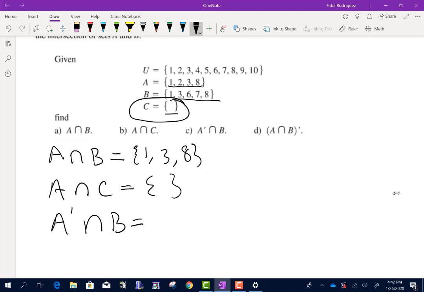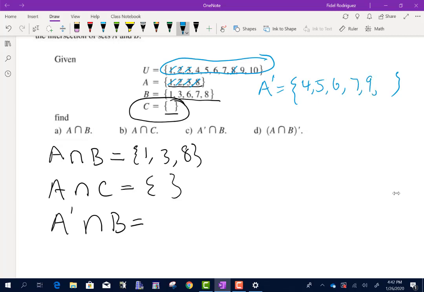So guys, if I know what A looks like, the first thing I need to find is, what would A complement look like? So remember what A complement is. A complement are going to be the numbers that are here that are not the numbers 1, 2, 3, and 8. Well, that means I'm looking for the numbers 4, 5, 6, 7, 9, and 10.